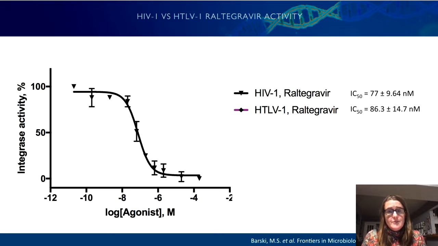When we do these exact same reactions for HTLV1, we find that these curves are almost overlapping. And the IC50 of raltegravir is 86 nanomolar. So this FDA-approved drug that is used in the clinic to treat HIV-1 patients and to prevent transmission between serodiscordant couples and to prevent transmission from mother to child is able to block HTLV1 integration in vitro.